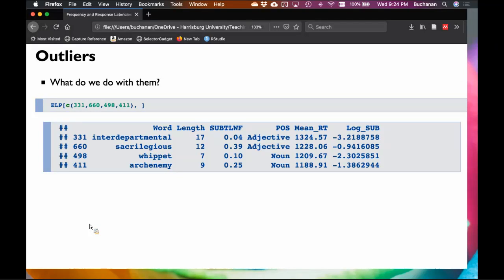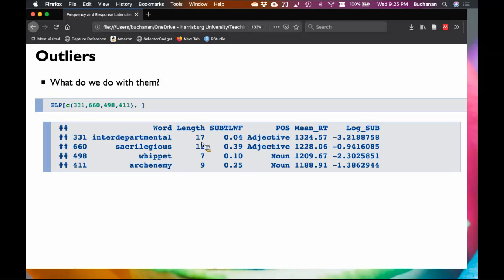The first one is interdepartmental, which is a very infrequent long word. Okay. And so it has a really long response latency. So what I want you to see here is that the ones that are considered outliers have very long response latencies. So they're hard to predict because people are staring at them for a long time. They're kind of equally distributed between adjectives and nouns, so that variable is not helpful. They're all low frequency words, okay, which isn't too surprising. And they tend to be longer words, although seven is within the realm of normal words, but whippet is a very unusual word.